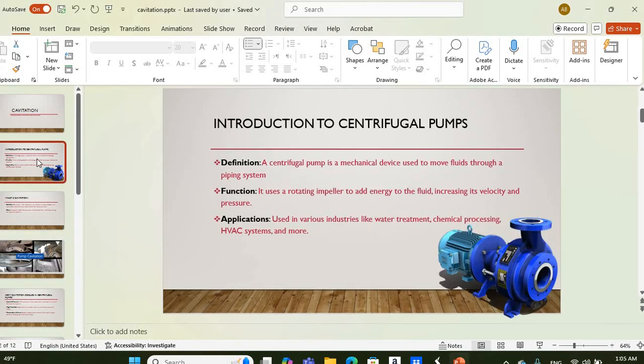So first, we need to know what a centrifugal pump is. A centrifugal pump is a mechanical device responsible for moving fluids from point A to point B through a piping system. And of course, we all know the main part, or the heart, of the pump, which is the impeller, which is responsible for increasing the velocity of the fluid and the pressure as well. The applications of the centrifugal pump are domestic, chemical processing, oil and gas plants, and anywhere, maybe hospitals, residential, and everywhere. So let's go to the main topic of today, which is cavitation.